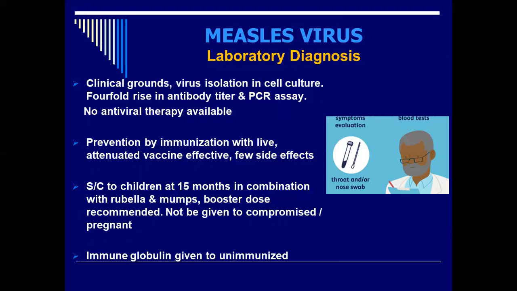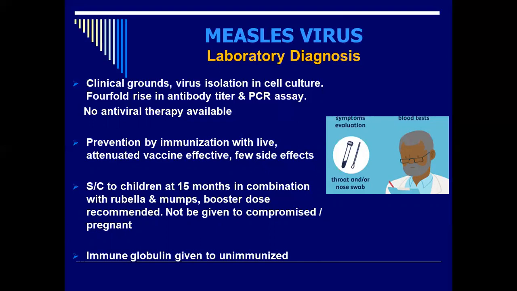The subcutaneous injection to children at 15 months is given in combination with rubella and measles virus vaccine. You can learn all about the preventive viral vaccination schedules and the bacterial schedules in your community medicine classes. So just to make you understand that the vaccines are available and we have this planned schedule for this purpose. Sometimes we do need a booster dose, which is highly recommended, but not given to immunocompromised and pregnant women. This is a standard.